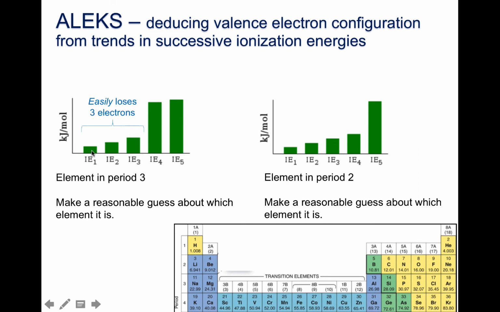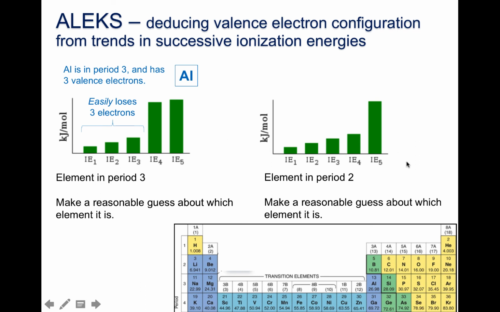And so in this left example here, this element easily loses 3 electrons. So that means that it has 3 valence electrons. In the question, it's also going to tell you what period that element is in. So you want to go to that period and figure out which element in that period has that number of valence electrons. So we'll go to period 3, and the element that has 3 valence electrons is going to be aluminum because it's in group 3A. And so that means that the element represented by this diagram is aluminum.